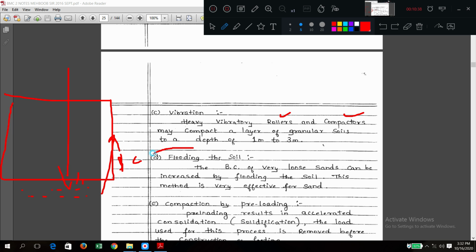Next, flooding the soil. Flooding the soil is only applicable to sandy soils. Means what? For sand and such, where they are very loose. If you put more water, saturated water, the sand will get compacted. That is the meaning here. It is only applicable to sand. Flooding the soil means fully filling it with water.